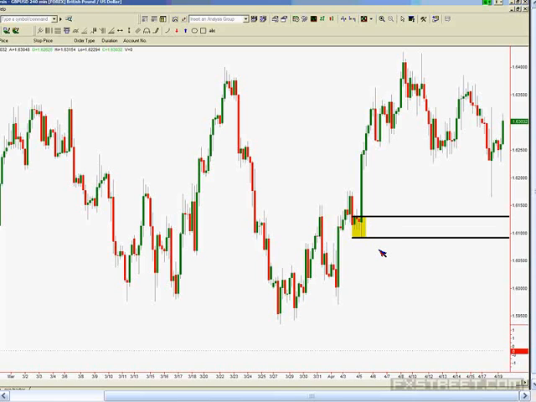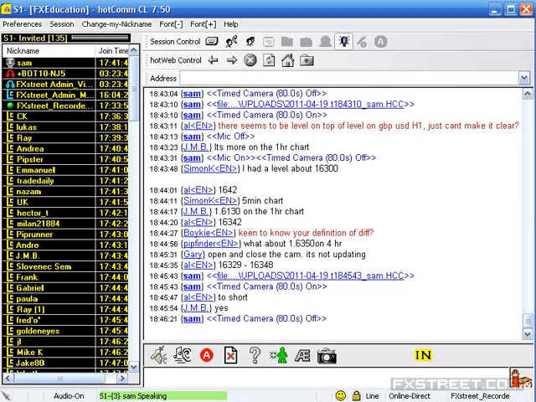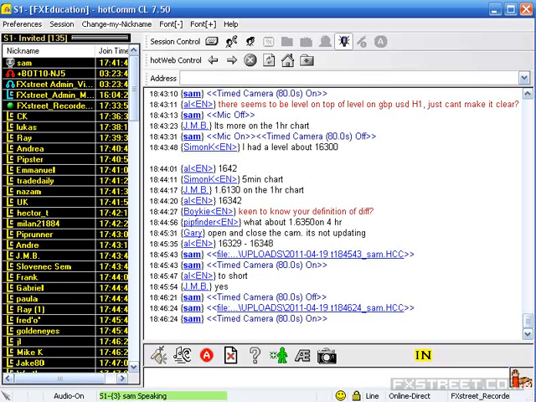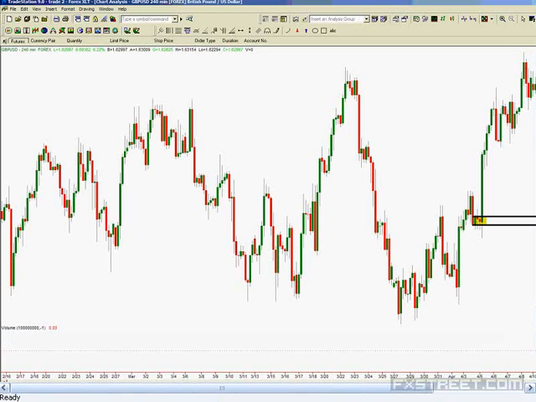So let's say it may look like there's a lot of demand in this area where it actually rallied from, which is right at the origin of that big green candle. But what cancels this out for us in the XLT is this wick prior to the rally.